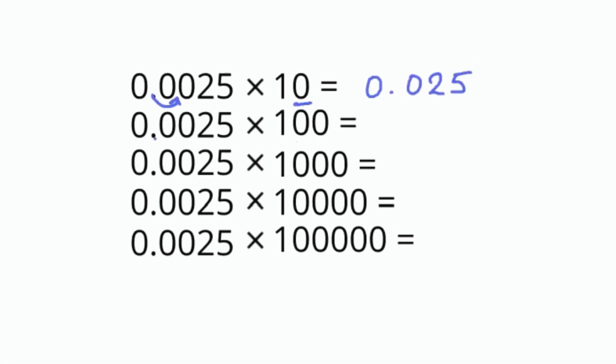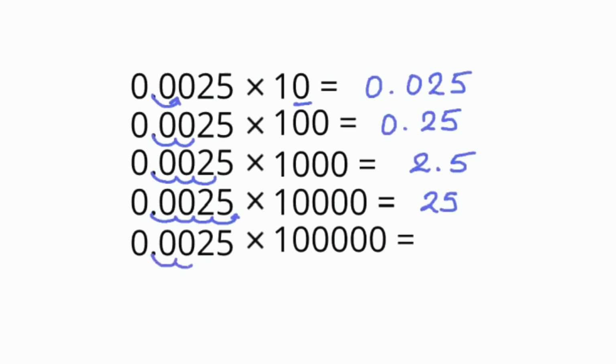Now we have 2 zeros, so move the decimal point 2 places to the right. For 3 zeros, we will move the decimal point 3 places to the right. For 4 zeros, move the decimal point 4 places to the right. Here we have 5 zeros, so move the decimal point 5 places to the right. Since we don't have any number here, we'll add 0.